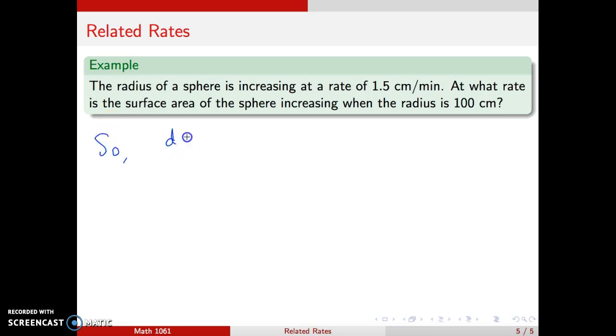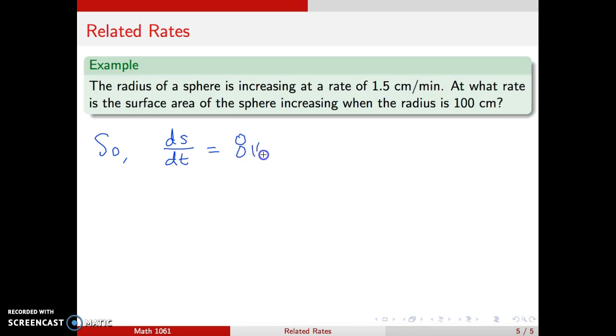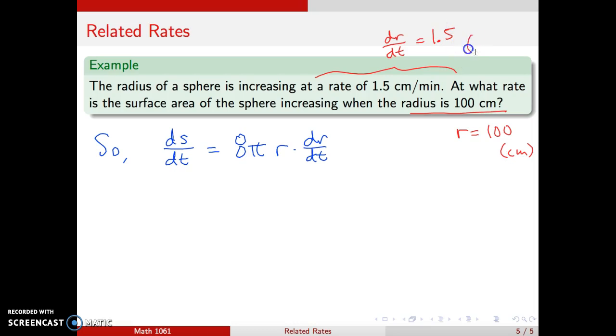So, putting everything together, rate of change of the surface area with respect to t is, cleaning things up, I could take 4 times 2, we'll say 8 pi r times dr/dt. I want to know what's happening when the radius is 100 centimeters. So that means the instant in time when r equals 100. What we said earlier, a couple slides back, this bit of information tells us that dr/dt equals 1.5.